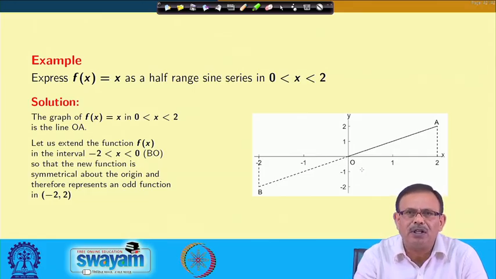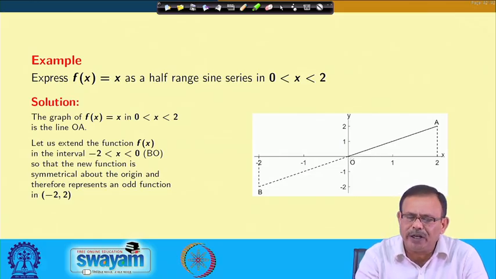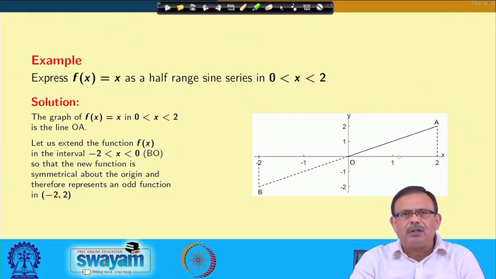Although the function is given as f x equals x in 0 to 2, and the graph of this is O A in this graph, now we are extending it in 0 to minus 2 also in the form of O B, in such a fashion that it becomes symmetric with respect to the origin, so that it will represent an odd function in minus 2 to 2.